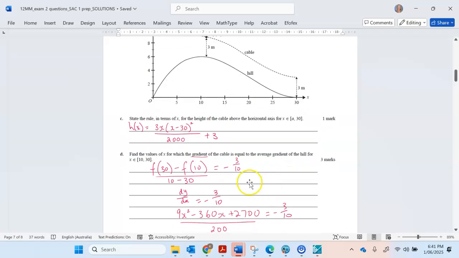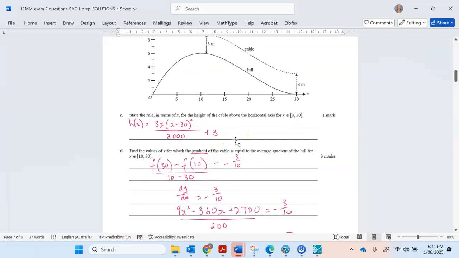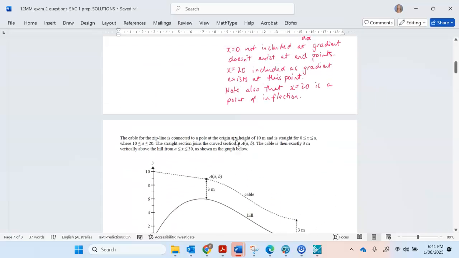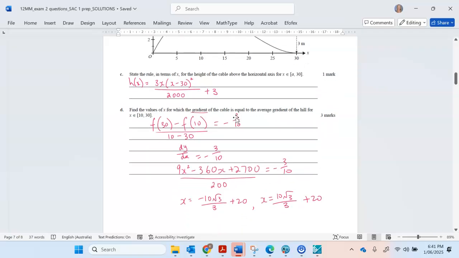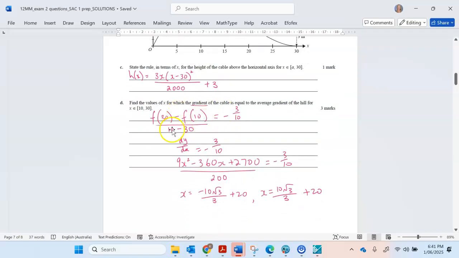So the gradient of the cable we did up here. The gradient is the same, so it's up here. And then we had to find the average gradient, so just doing your average rate of change. Oh, I did that around the wrong way. Let me just change that. I had these around the wrong way, so that should be 30 and this should be 10. Then we just make them equal each other.